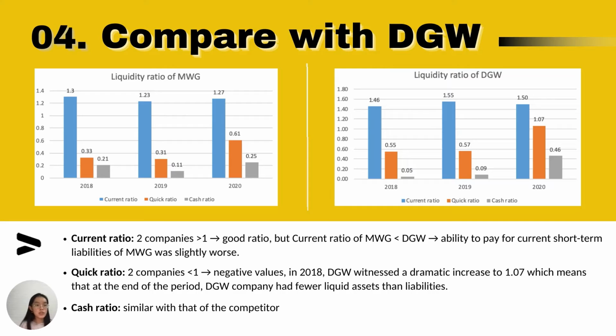On the whole, the current ratio of DGW throughout 3 years was higher than MWG. However, both companies had good current ratios, since a good current ratio is greater than 1. Overall, in terms of quick ratio, both companies have a negative value. And the last, cash ratio of MWG from 2018 to 2020 was nearly similar to that of its competitor.